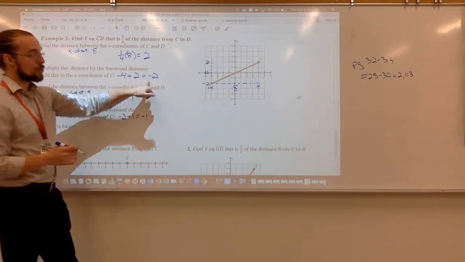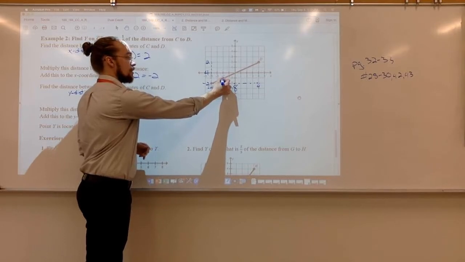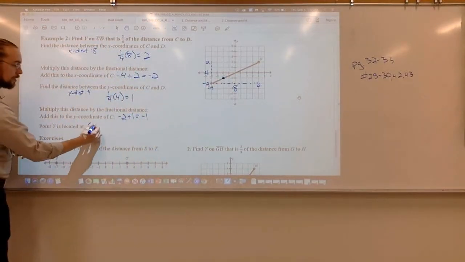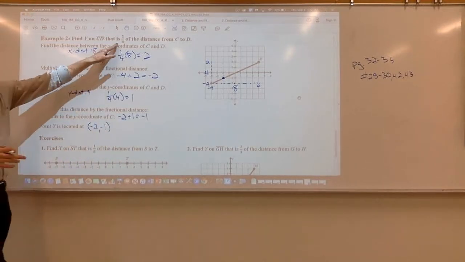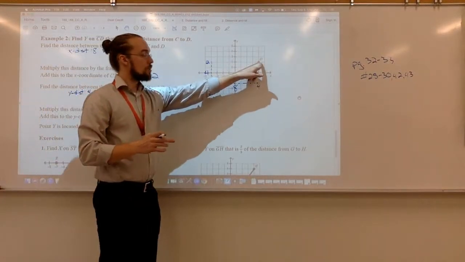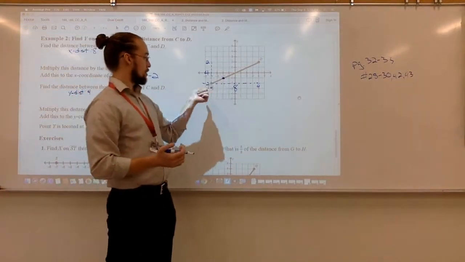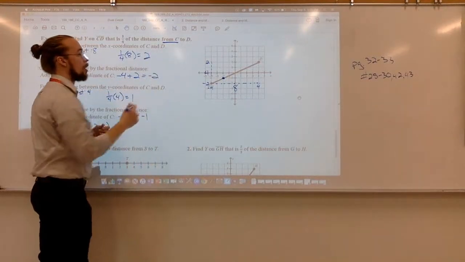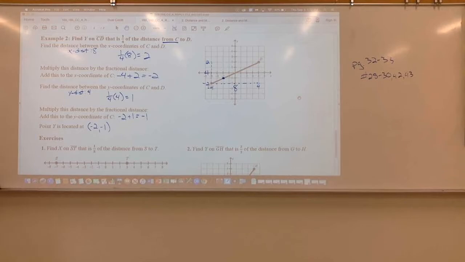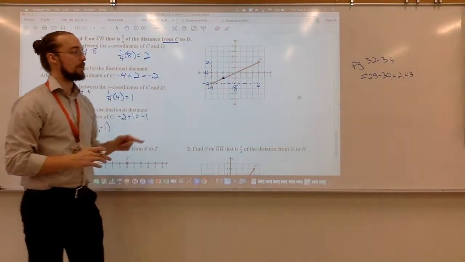Okay, we found that my new x coordinate is -2. My new y coordinate is -1. So this point right here, the point -2, -1, is the point that is 1/4 of the distance from C to D. Right? And a lot of people have been getting tripped up on, do I start at C or do I start at D? Whichever comes first in the from, right? From C means I'm starting at C. And so if I'm starting at C and going an x distance of 2 and a y distance of 1, I would end up right here.